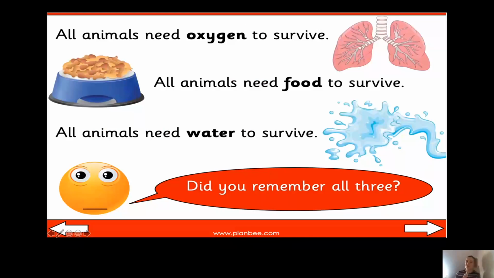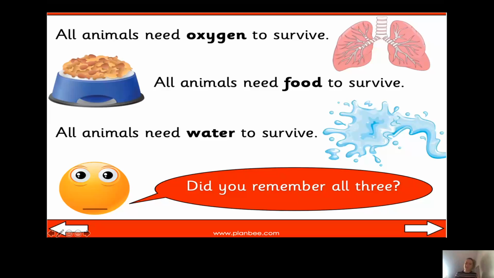Well, the first basic need that we learned about is that all animals need oxygen to survive. Now, animals get this oxygen in different ways. For example, most animals will breathe in this oxygen using their lungs. But then there are some animals that don't have lungs, like fish. So how do they get this oxygen? Well, you're right. They get this oxygen through their gills, don't they? Because fish have gills. Fantastic.